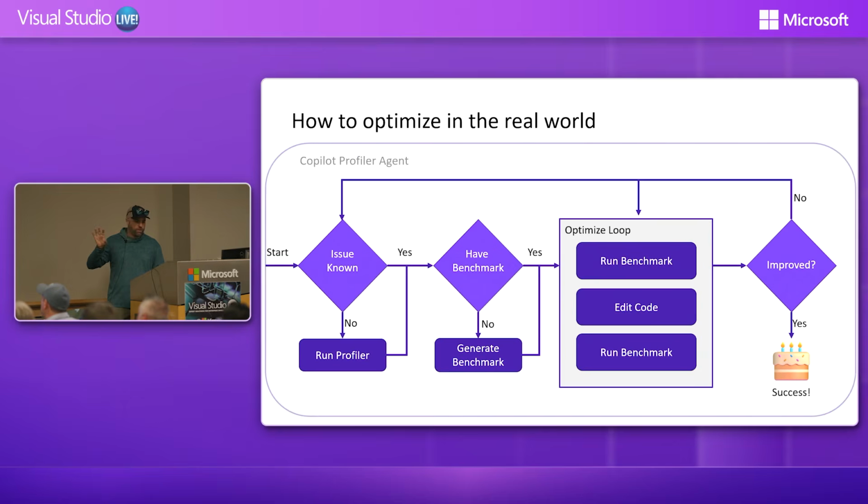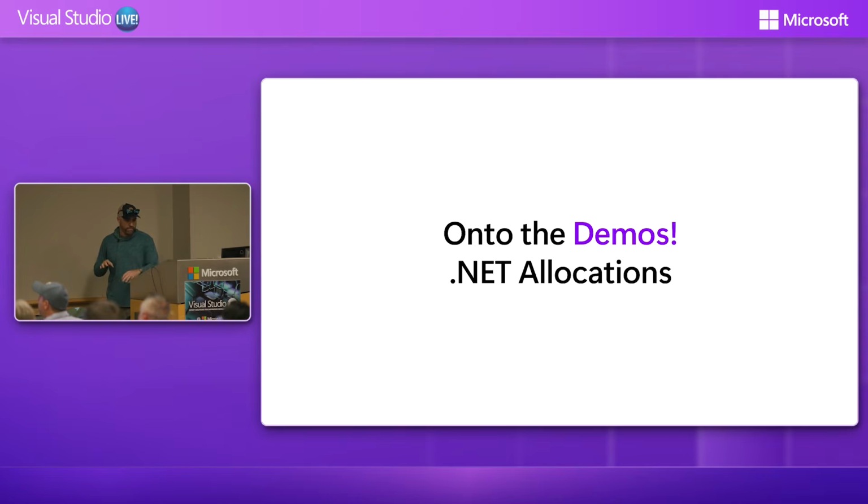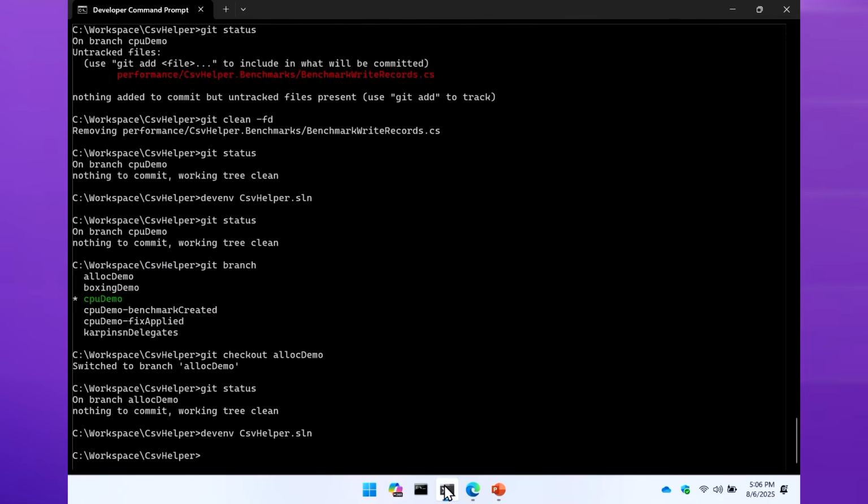And so the new Copilot profiler agent does all of this, and it guides you through this. And so with that, let's hop on to the demos. So, CSV helper.